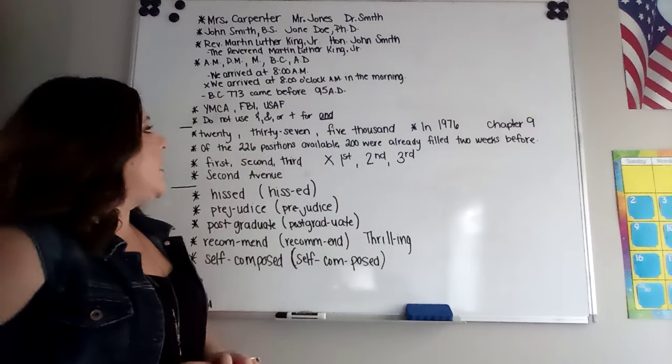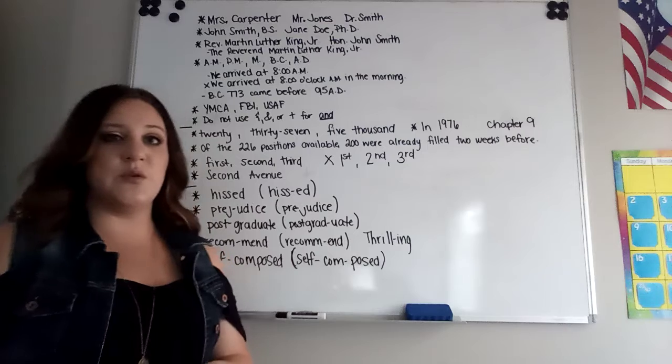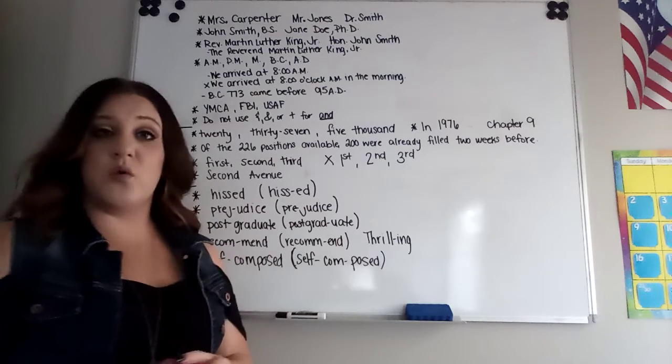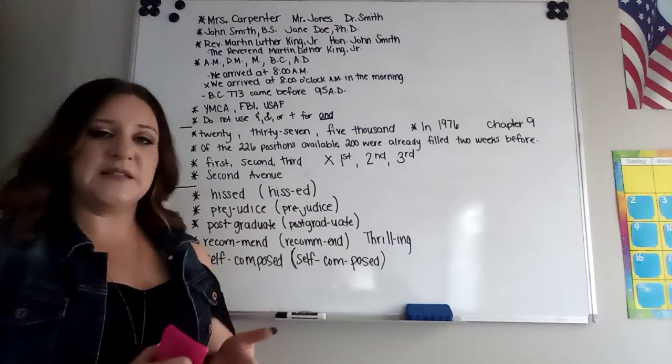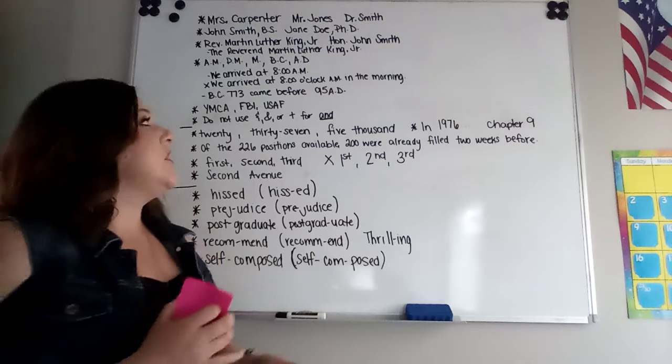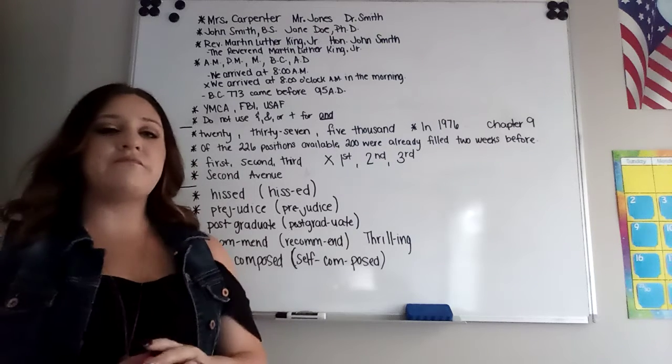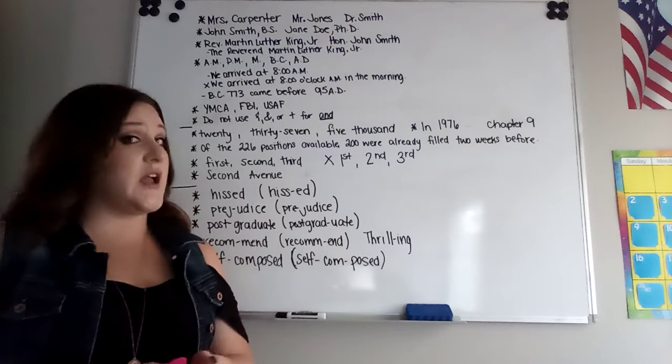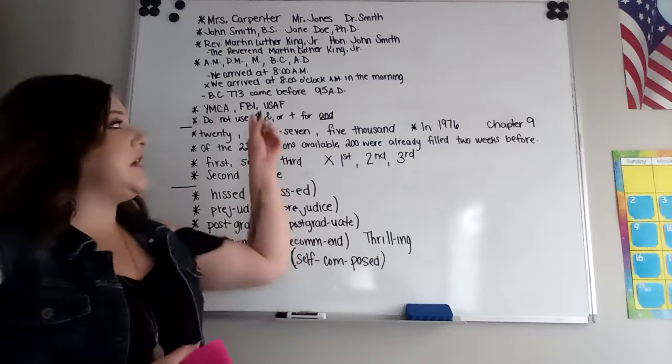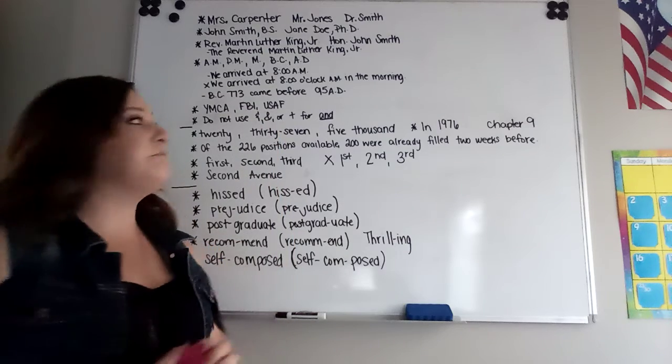Moving on, it is acceptable to abbreviate well-known organizations, so like YMCA, FBI, USAF, things like that. You do not have to put a period after each letter, and it must be capitalized.